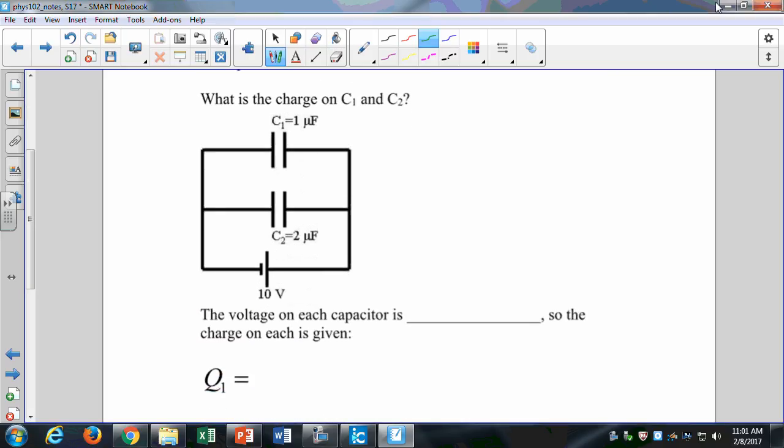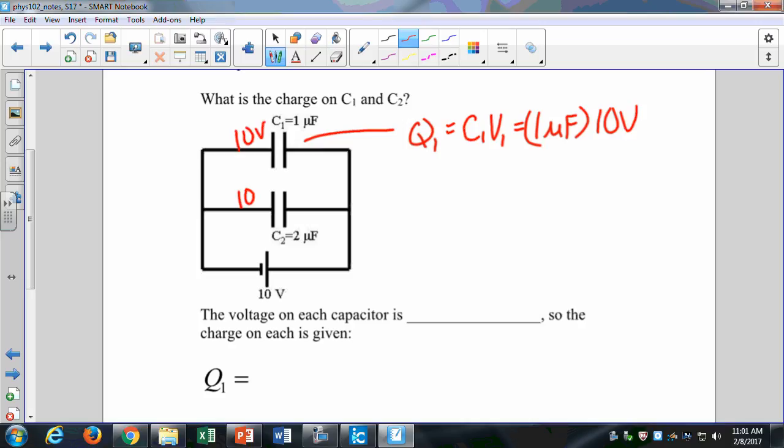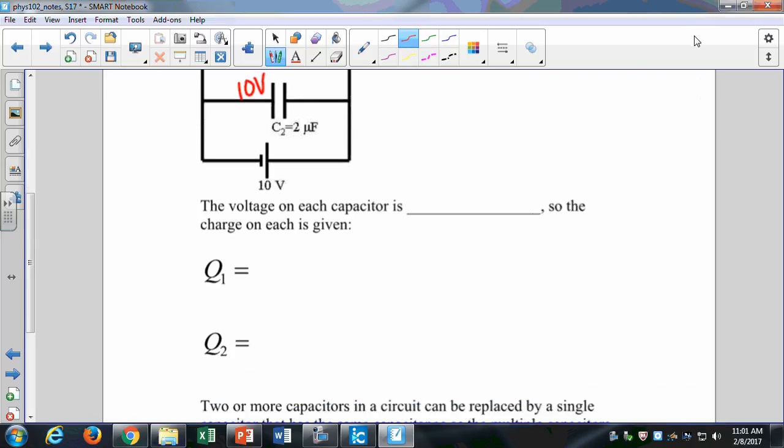All right, so what is the charge on C1 and C2? Now just take a moment. I want to know the charge on capacitor 1 and capacitor 2 in this parallel circuit. What is it on C1? So my charge on C1, I'm going to call it Q1, it's C1V1. That's 1 microfarad times 10 volts, because each of these has 10 volts, and so it's 10 microcoulombs.